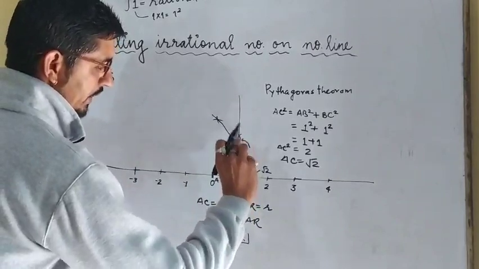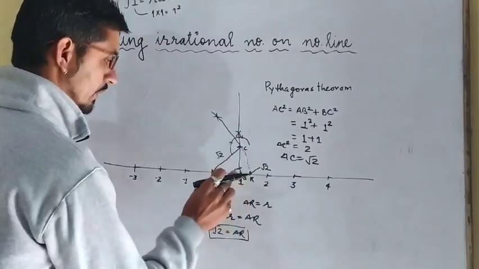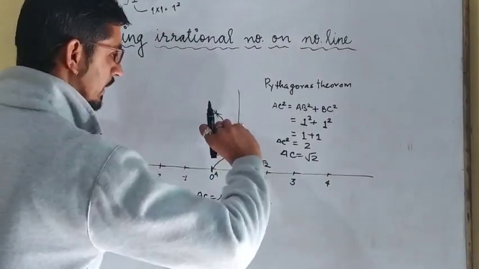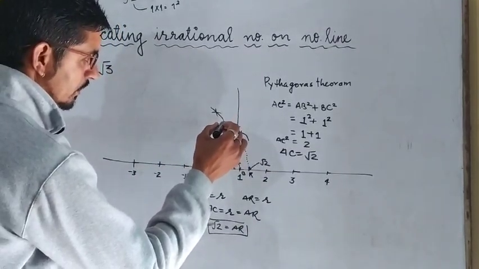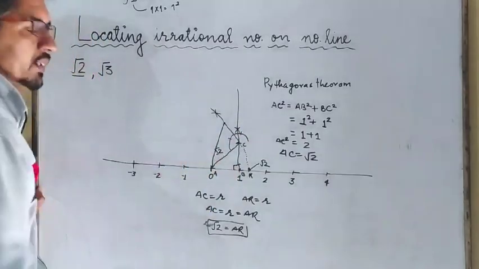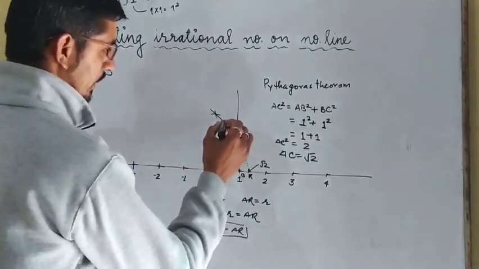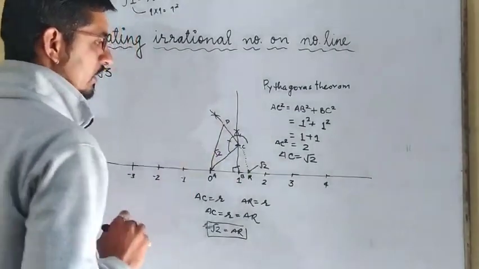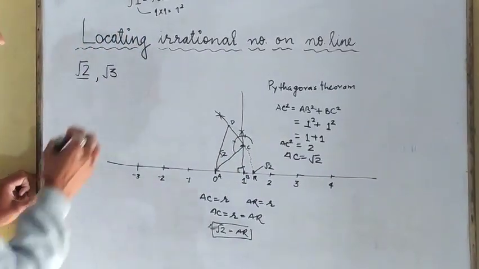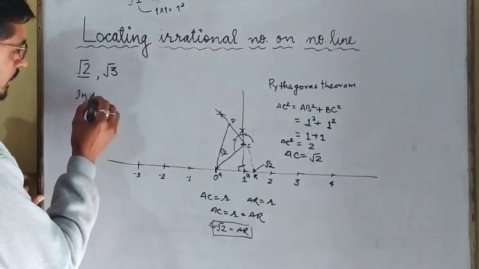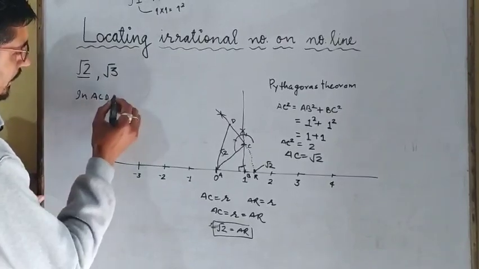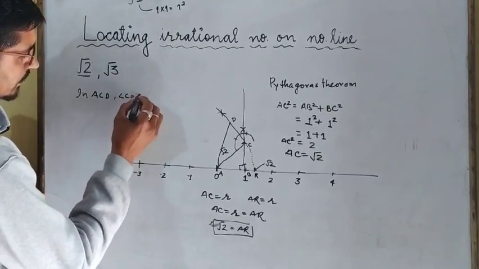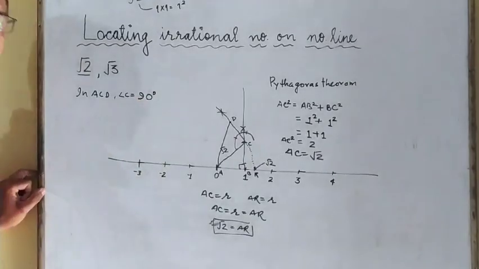You have taken 1 unit. तो वाइड ओपन योर कंपास, 1 unit इतना कंपास खोलेंगे, यहाँ पर रख के आर्क लगाएंगे. Then you will join this point to this point. Okay. Now give this point a name, that is D. Now in triangle ACD, angle C is of 90 degree.